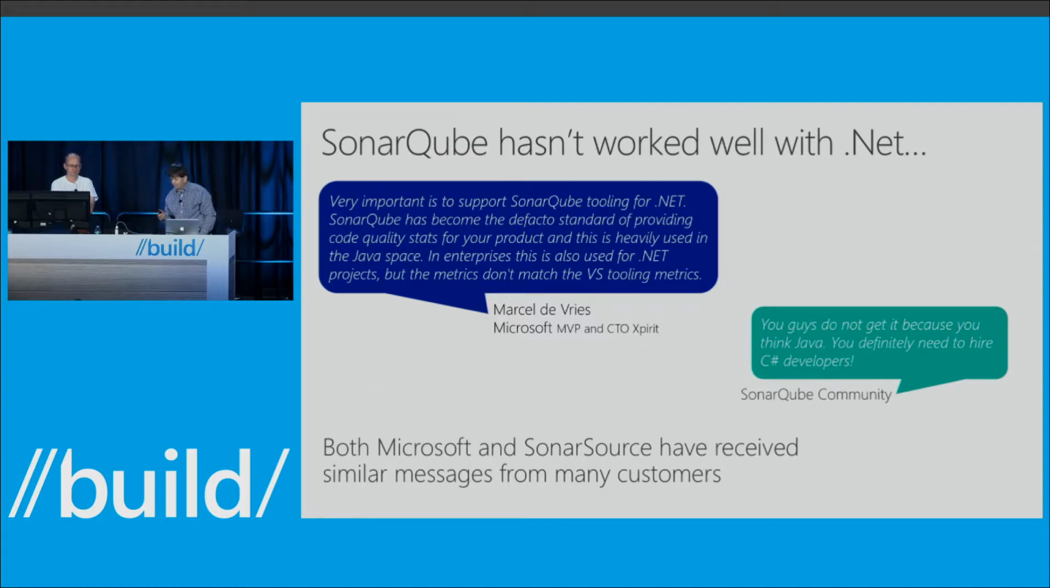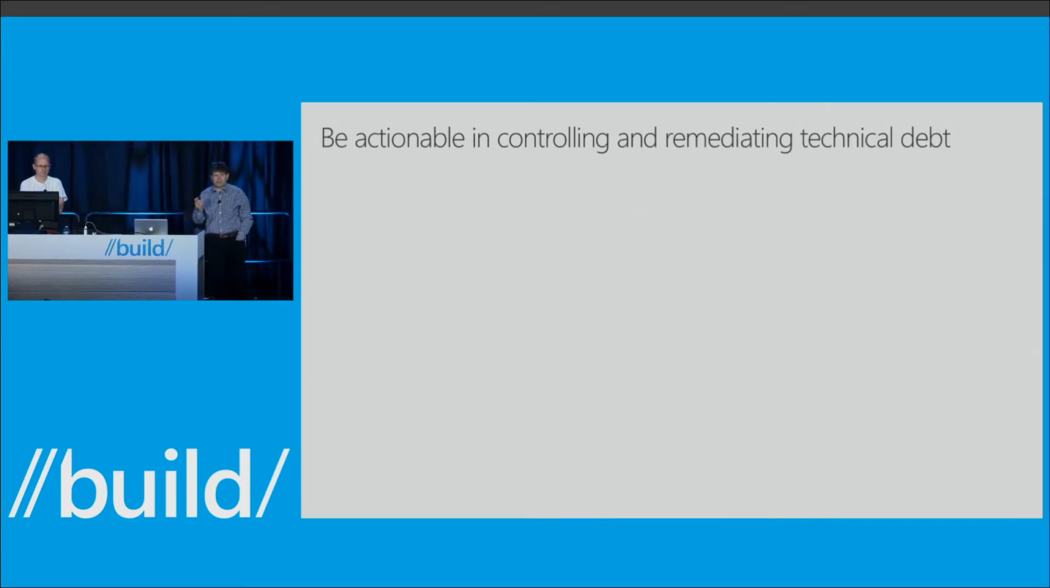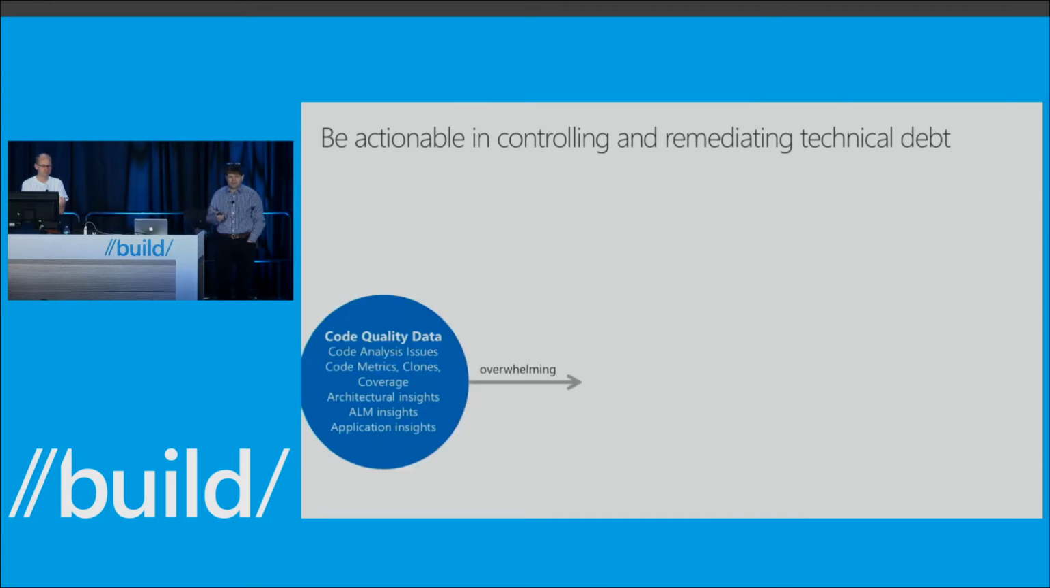So let's just take a step back and dive in a little bit more about what that problem is we're trying to fix. Because there's a broader story here, and we're only on the first part of that story. So you get your code quality data, code analysis issues, code metrics, clones. I don't think you talked about the clones or didn't demo that. Coverage, also things like architectural insights and possibly ALM insights, which would be things like where's your code churning?